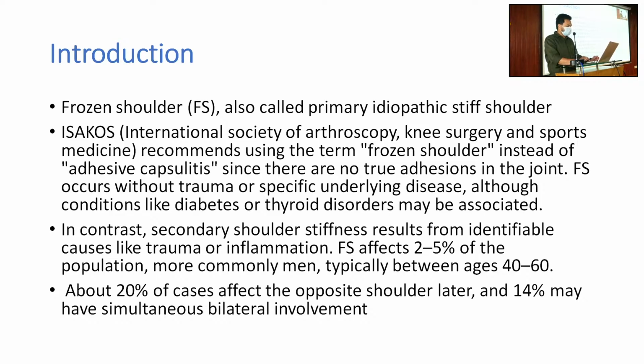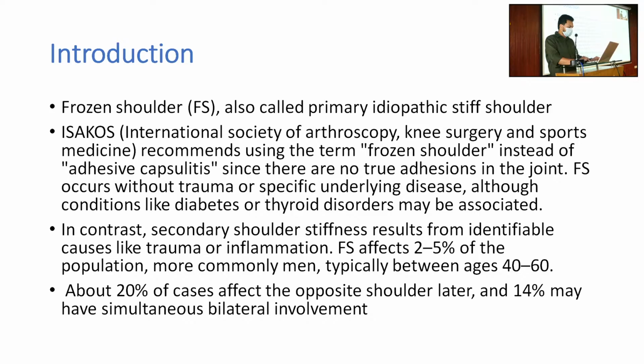Frozen shoulder, also called primary idiopathic stiff shoulder. The International Society of Arthroscopy, Knee Surgery and Sports Medicine recommends using the term frozen shoulder instead of adhesive capsulitis, since there are no adhesions in the joint. Frozen shoulder occurs without trauma or specific underlying disease, although conditions like diabetes or thyroid disease may be associated. In contrast, secondary shoulder stiffness results from identifiable causes like trauma or inflammation.